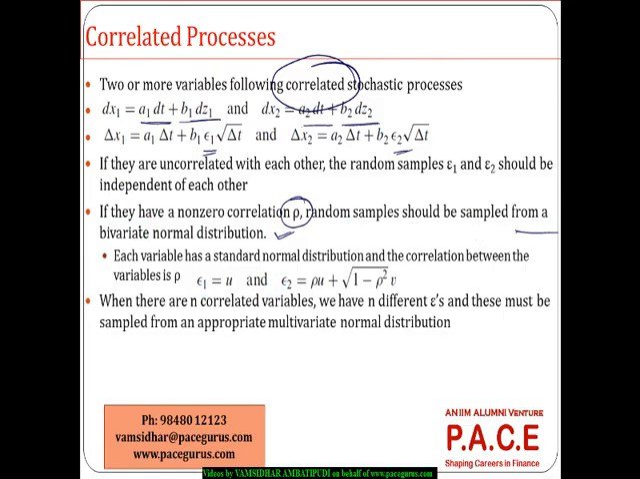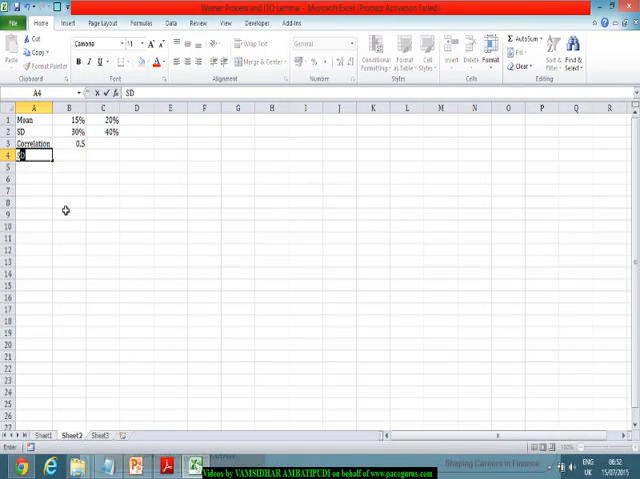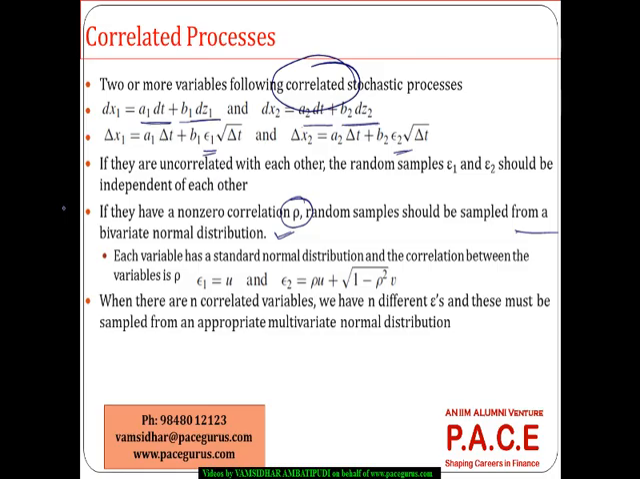Now for this, I want to do the simulation. The current stock price, S0, for the first one, let's say it's around 100. For the second one, let's say it's around 200. Now, I really want two correlated random variables to be generated.